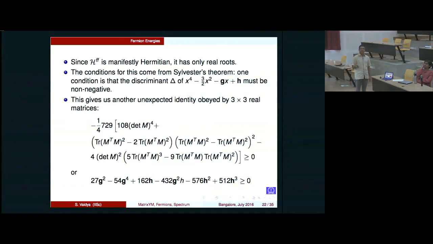Now, because of the way I motivated the identity, it's hardly a surprise. But if I just presented this to you and said, would you believe it? You would have nothing to say. I kept the 729 because I think that this equation is in terms of G and H. So the first thing that we found is a crazy identity that is obeyed by all 3x3 real matrices.